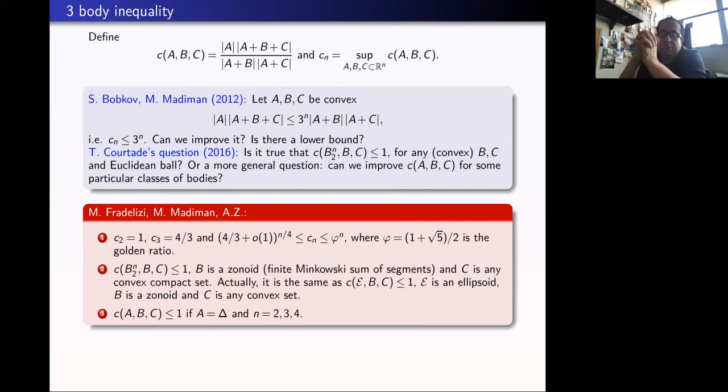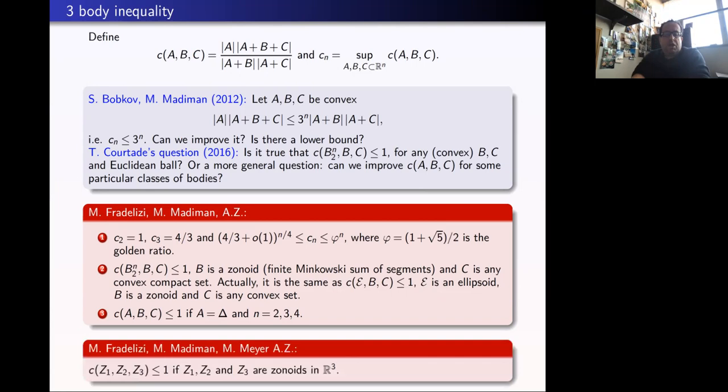From my humble view, it's impossible to understand right now why you cannot do it in dimensions 5, 6, and so on. I will explain. And it's impossible to see what is so special about the simplex that it works this way. Also, for zonoids, we were able to show that the constant is 1 in dimension 3, but I will try to return to it a bit later.